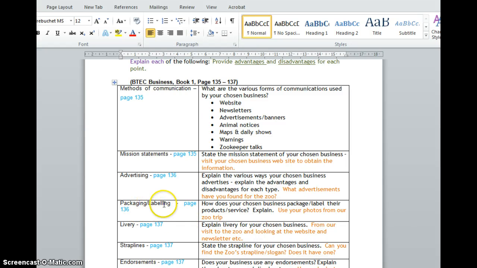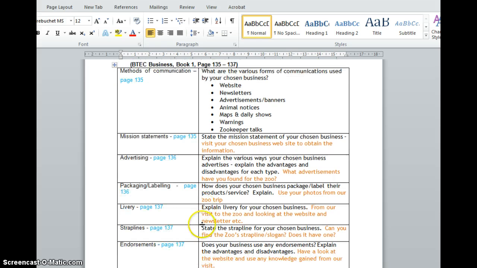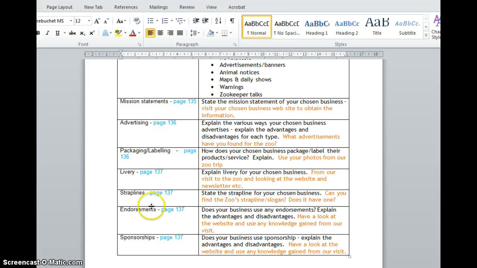Then we move on to labelling. So that's the labels on the animal zoos. Explain, were they similar, were they very different, and the different types of labelling. So the warning labels were quite different to the information labels. See if you can look at that. Livery means the uniform. Do all the communications that we have here have a sort of uniform in terms of their colour and their design styles? The strapline means the slogan, so Subway's is Eat Fresh, Tesco's is Every Little Helps. What's the zoo got underneath its logo?